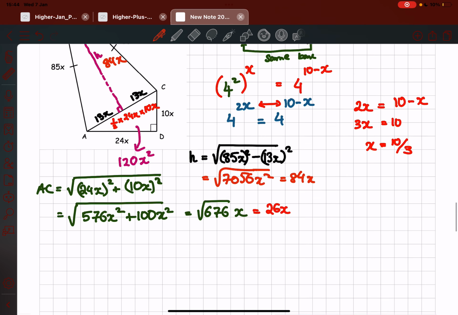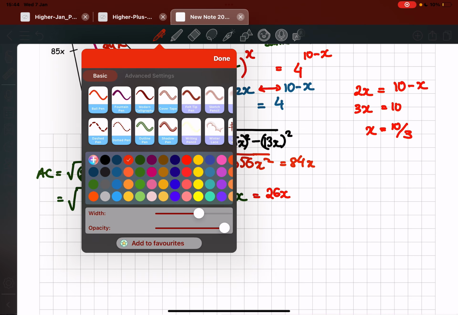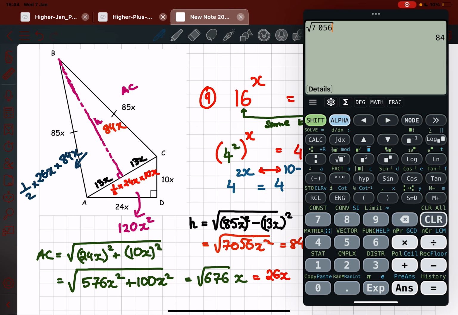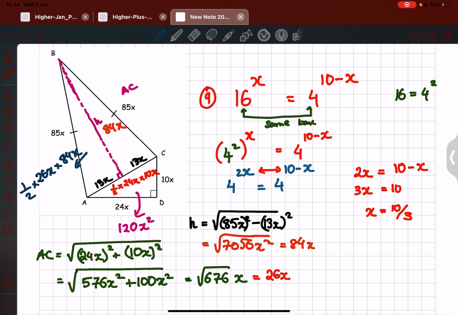We've also got the base. So all we've got to do now is, again, half base times height for this one. So it's going to be half. Base is 26x. Base is not 13. Base is 26. Please don't mess that up. And then height would be 84x. So altogether, that would be 0.5 times 26 times 84, which is 1092.